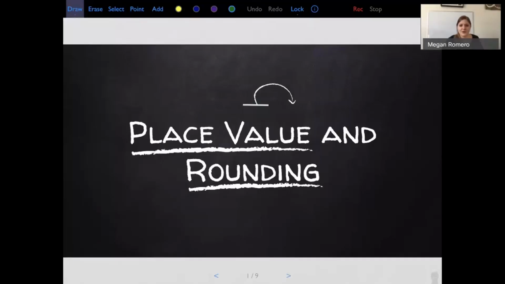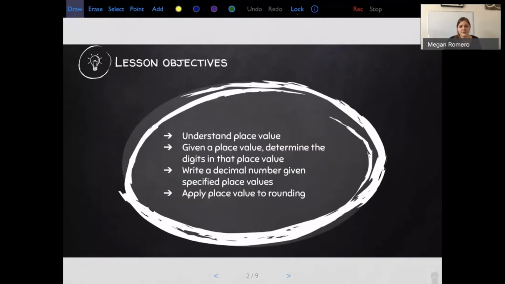In this lesson, we're going to talk about place value and rounding. Specifically, we'll understand place value. Given a place value, we'll determine the digit in that place value. We'll write a decimal number given specified place values and apply place value to rounding.